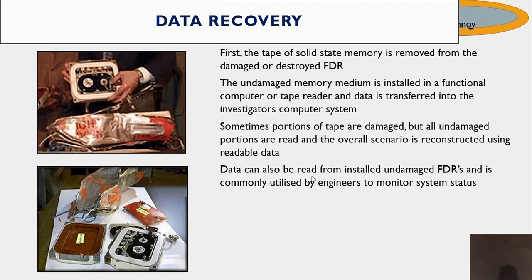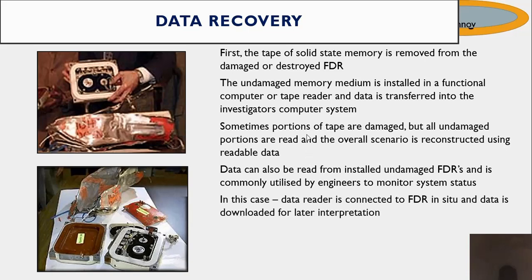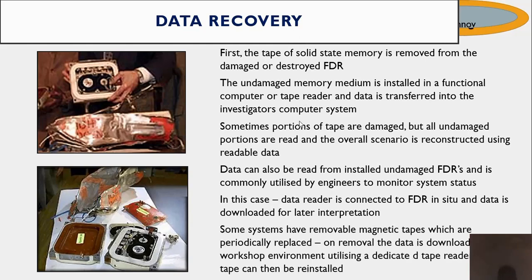The data can be read from installed undamaged FDRs and is commonly utilized by engineers to monitor system status. In this case, the data reader is connected to the FDR in situ and data is downloaded for later interpretation. Some systems have removable magnetic tapes which are periodically replaced. On removal, the data is downloaded in the workshop environment utilizing a dedicated tape reader. The erased tape can then be reinstalled.